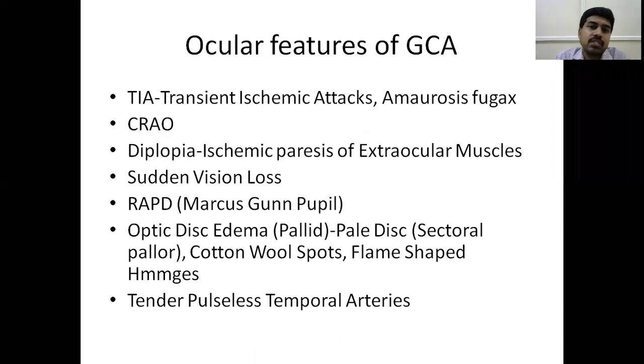So what are the ocular features? TIA, transient ischemic attack. So sudden blackouts, amaurosis fugax, that is sudden blackouts of vision. CRAO, arteritic, I told you, inflammation of the artery. So central retinal artery can get occluded, central retinal artery occlusion. Diplopia because the central retinal artery branches itself supply to the extraocular muscles. I told you medial muscular artery, lateral muscular artery, 2 long posterior ciliary arteries and all in my squint classes. I'm not going to go into details of that. So ischemia of these arteries can cause ischemia of muscles, thereby lead to diplopia.